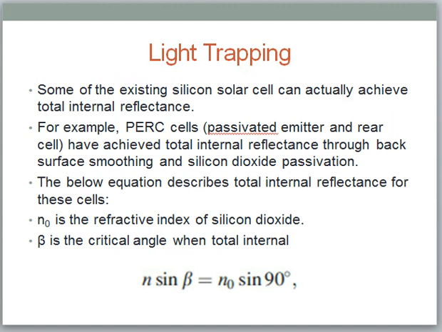Some of the existing silicon solar cells can actually achieve total internal reflectance. For example, the PERC cells, the passivated emitter and rear cell, have achieved total internal reflectance through back surface smoothing and silicon dioxide passivation. The below equation describes the total internal reflectance for these types of cells. N0 is the refractive index of silicon dioxide, and beta is the critical angle when total internal reflectance can be achieved.